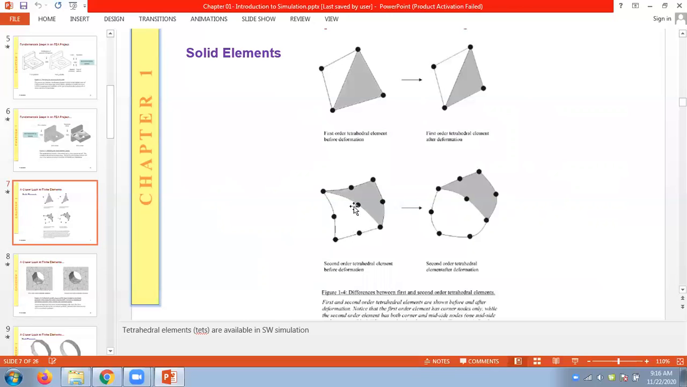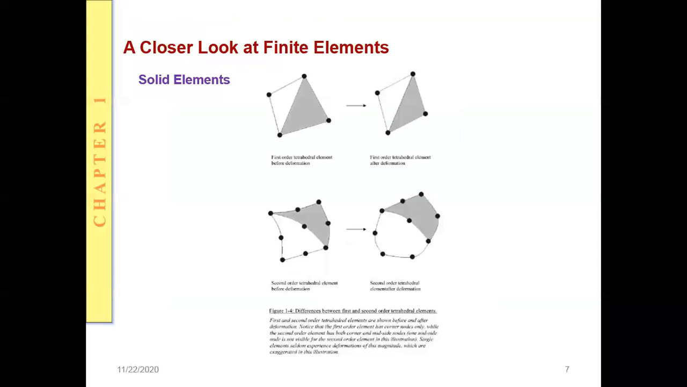The second order element has a lot of these dots, which are called nodes. Here there are only 1, 2, 3, 4 nodes, and after deformation also the same nodes will be there. Here if you look at the second order, you have 1, 2, 3, 4, 5, 6, 7, 8, 9 nodes. So you have a lot of flexibility in second order elements. When you work with SolidWorks, normally in complex modeling, we use second order elements. I hope you understood this. Let me know if you don't understand the theory.